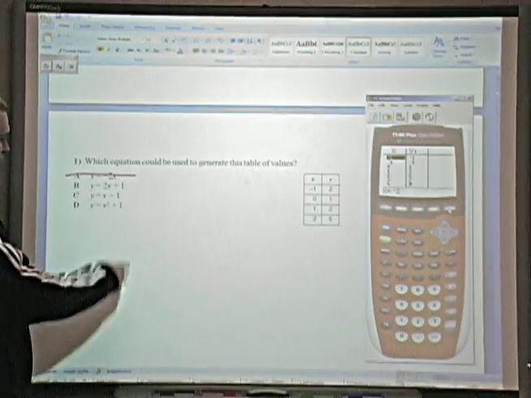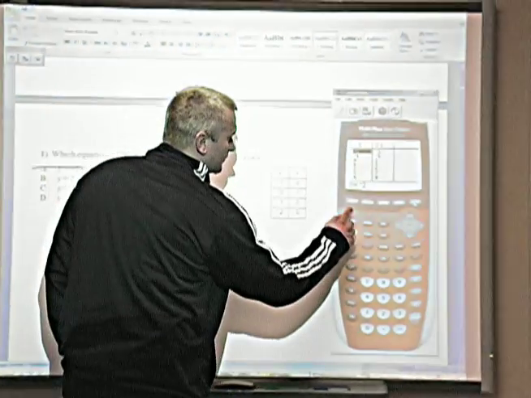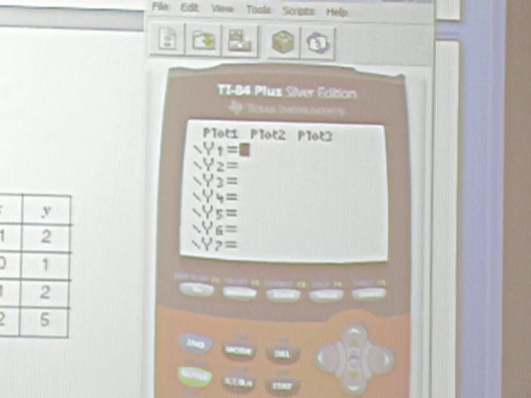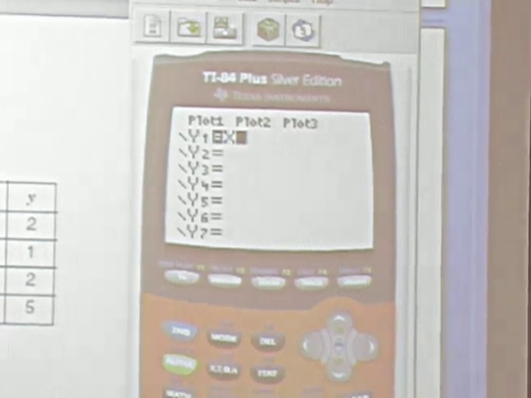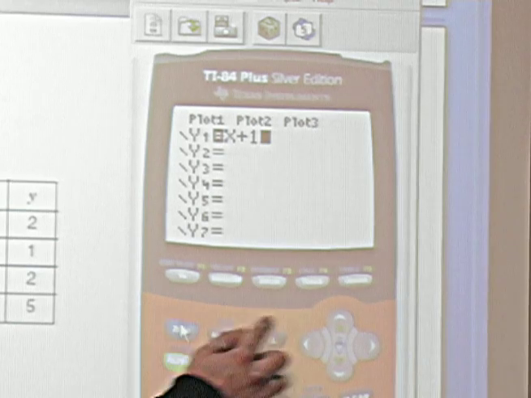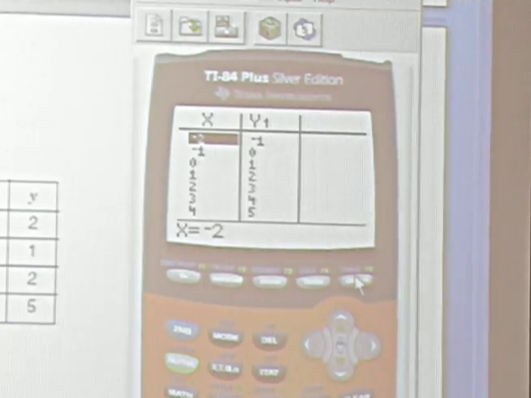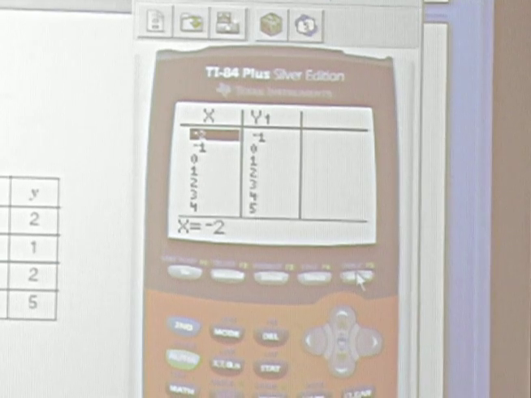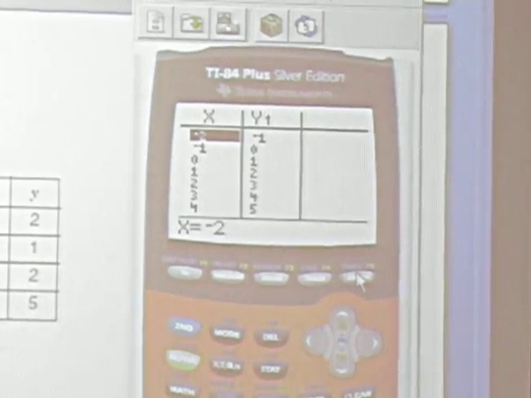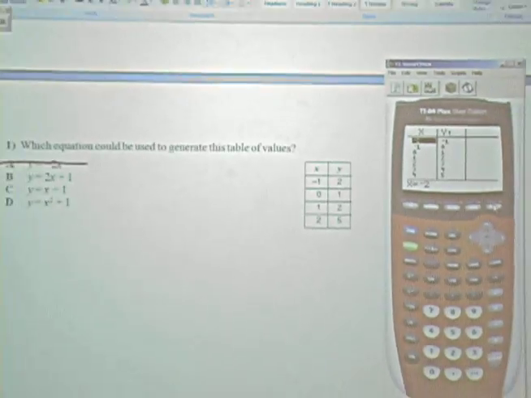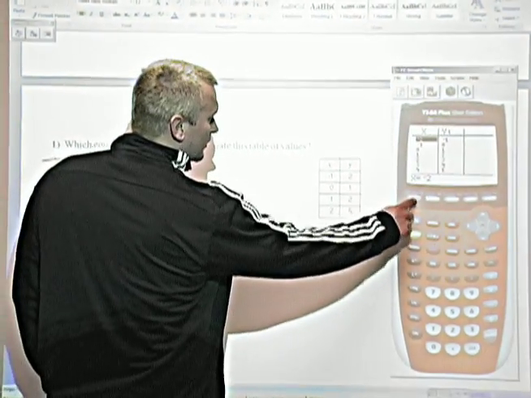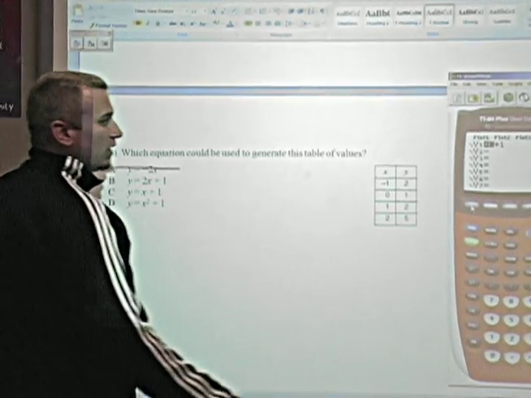So I'm going to type in C, which is x plus 1. Second graph again, so I get a table. That also does not match up, so I'm going to try the last one to make sure that that is correct, which is x squared plus 1.